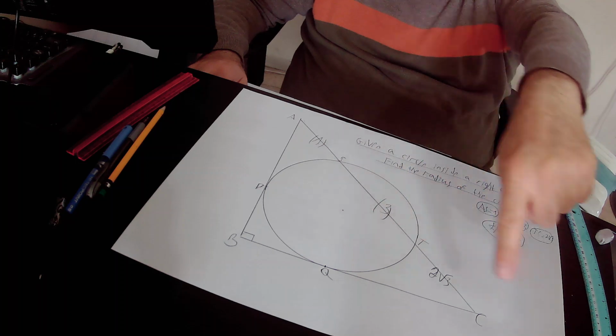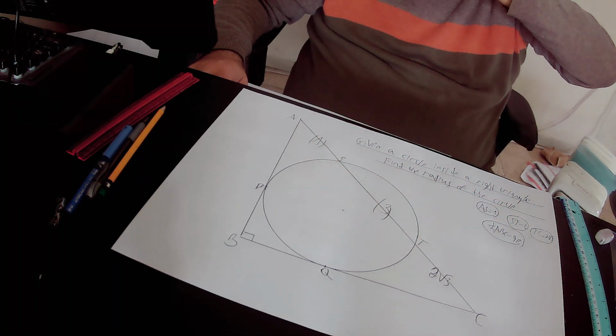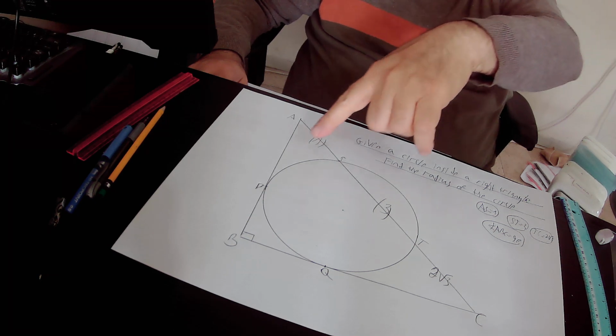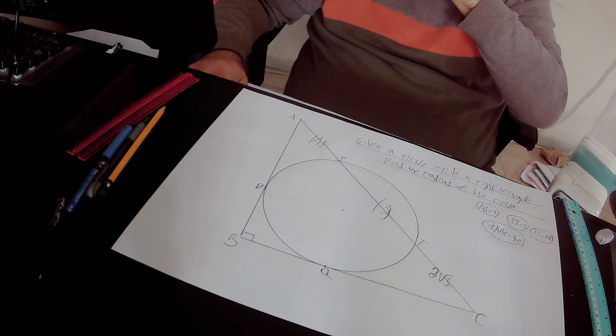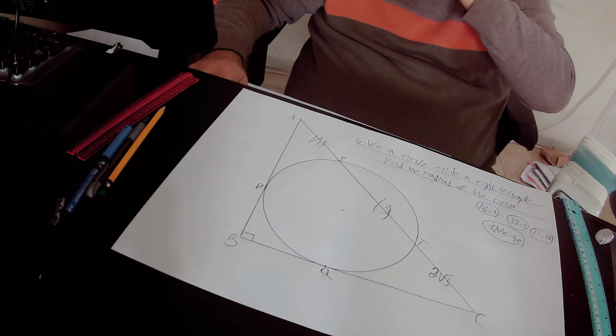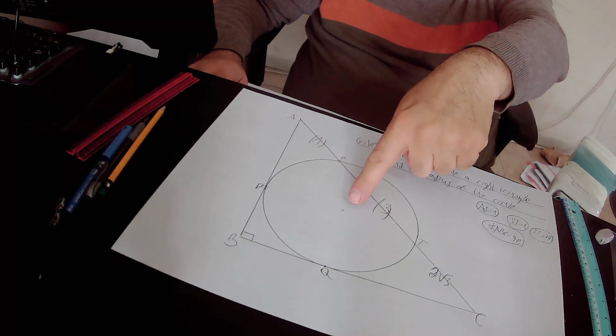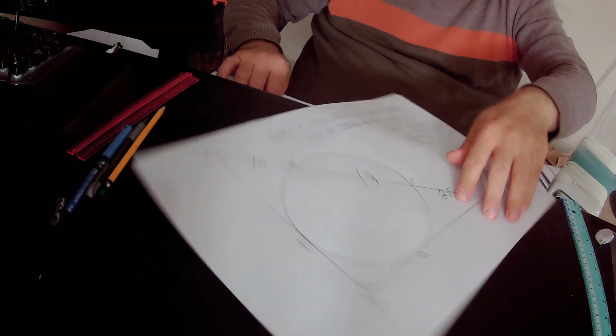Inside this right angle triangle ABC we have this circle, and our mission is to find out the radius of this circle. Okay. So first of all, we will define the center of this circle as O, this point as O.